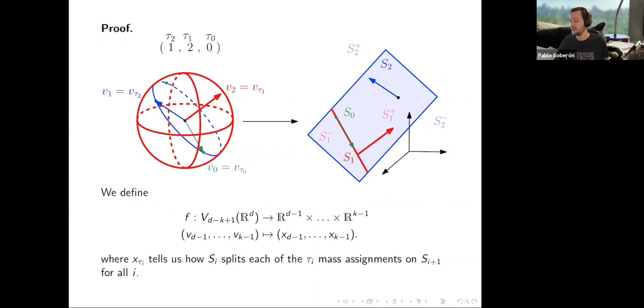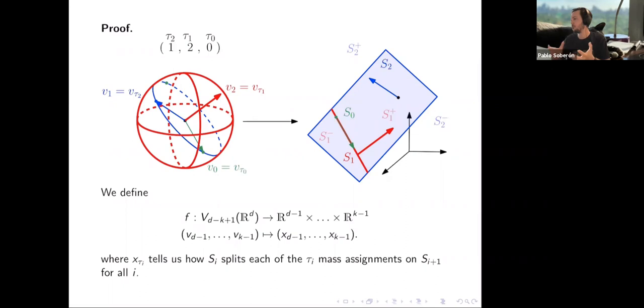The other is going to be the negative side. For this red vector, this is the positive side of S1, the negative side of X1, and so on for each of them. This is the positive side of S0, the negative side of S0. So this map is just going to tell me how much I have on each side of the spaces, and I'm going to arrange them so that it looks this way.